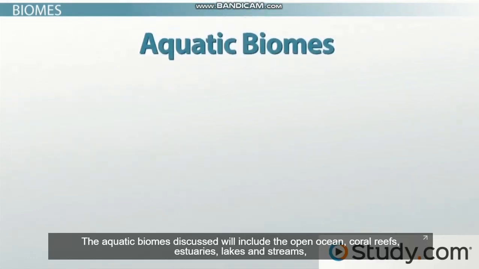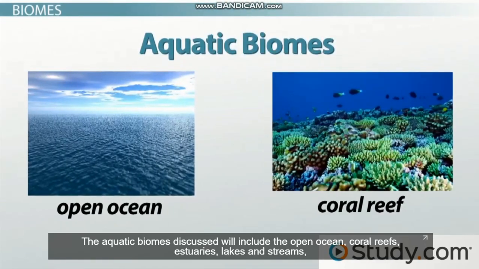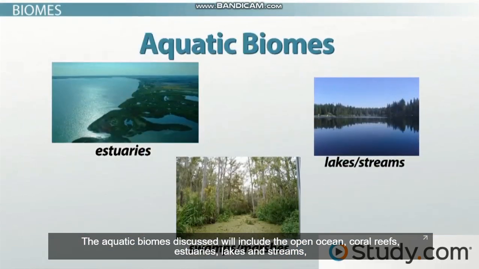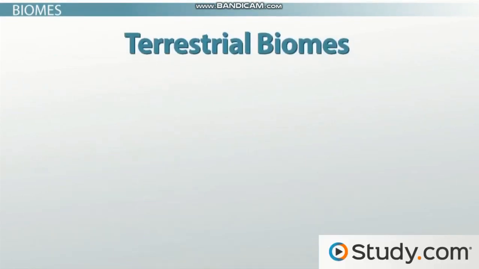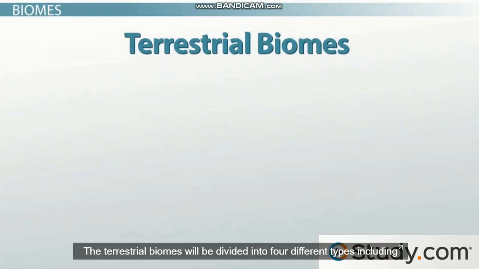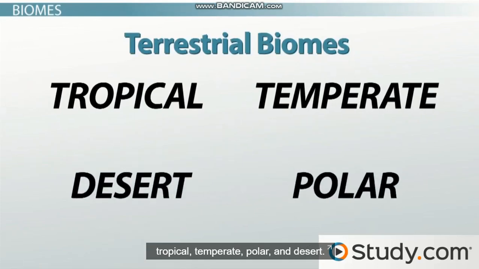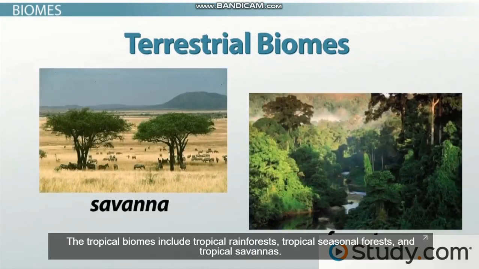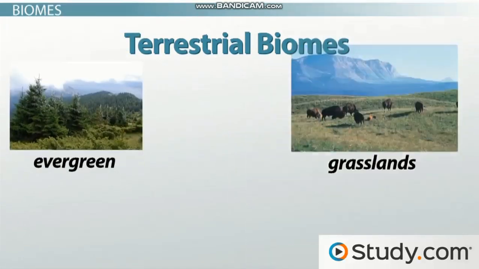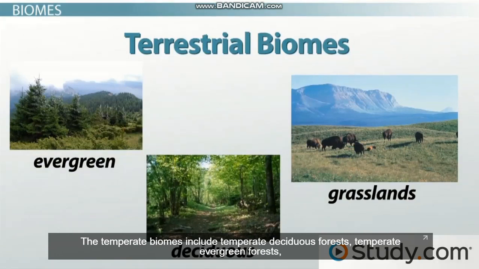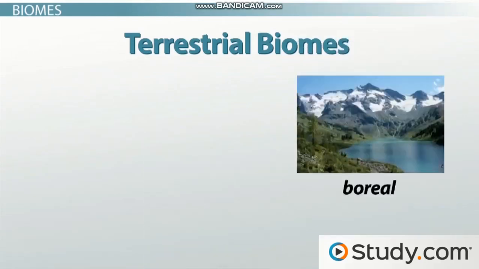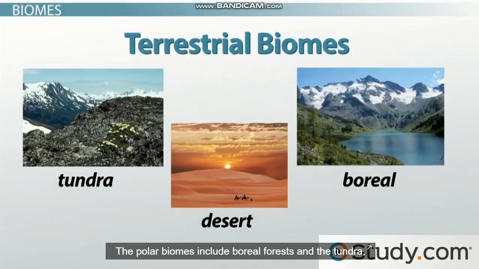The aquatic biomes discussed will include the open ocean, coral reefs, estuaries, lakes and streams, and swamps and marshes. The terrestrial biomes will be divided into 4 different types, including tropical, temperate, polar, and desert. The tropical biomes include tropical rainforests, tropical seasonal forests, and tropical savannas. The temperate biomes include temperate deciduous forests, temperate evergreen forests, and temperate grasslands. The polar biomes include boreal forests and the tundra, while the desert biome does not have any subdivisions.